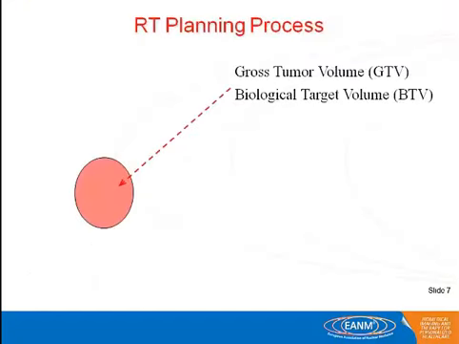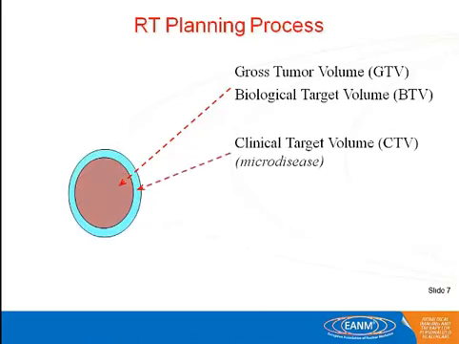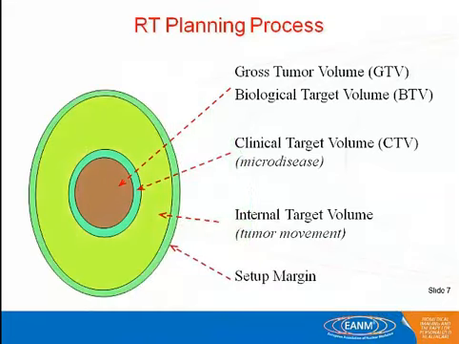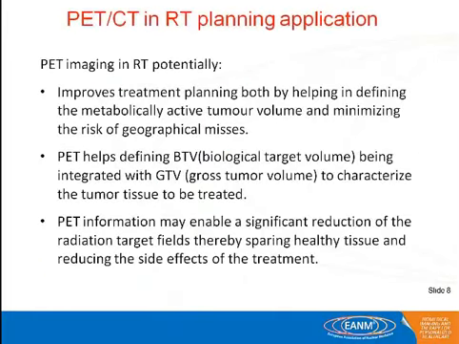So here is a little bit about the RT planning process. We have the gross tumor volume and also the biological target volume. We also have the clinical target volume, which considers the micro disease around the tumor. The internal target volume is about how the tumor moves. And we also have the setup margin, which must consider part of the machine's adaptation too. As you can see, we are irradiating a really larger volume than the real lesion.